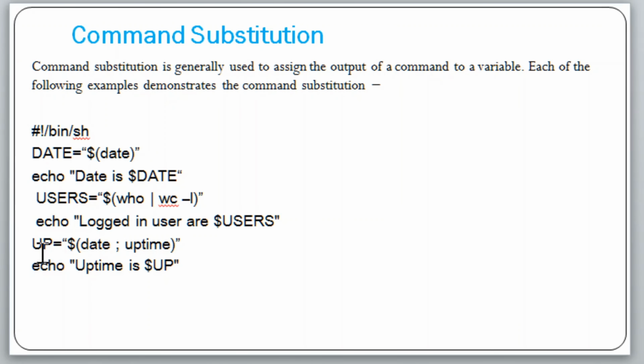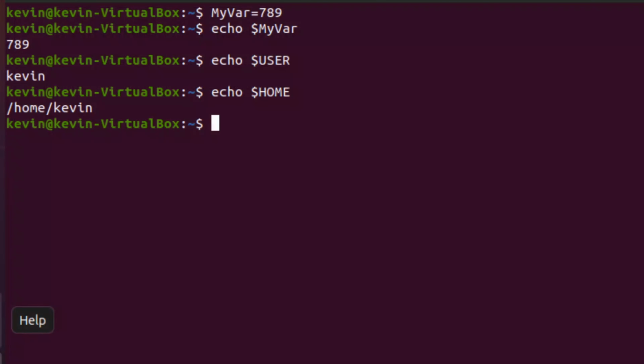And the last example we have here, the variable up equals, and then we're going to use the date command and uptime command. We're going to put both the outputs of that into the variable up. And we're going to echo uptime is variable up, and it's going to give us the output of that. So let me go ahead and open my VirtualBox here and give you examples of that and show you how that actually works.